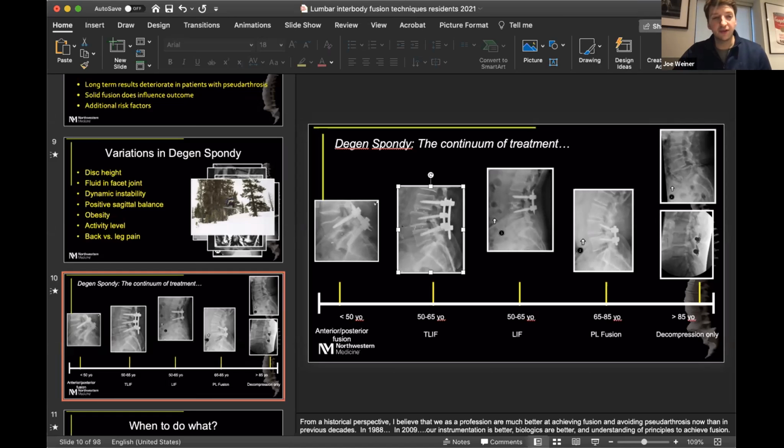What about interbodies for adult spinal deformity? I know a big thing on the interview trail is places where they do multiple laterals instead of doing a PSO. What are your thoughts on the old school traditional technique versus multiple level interbodies?